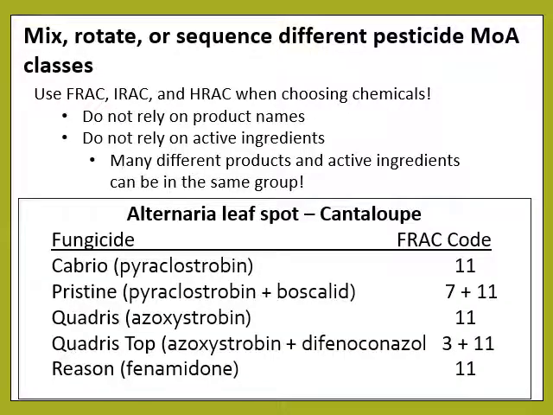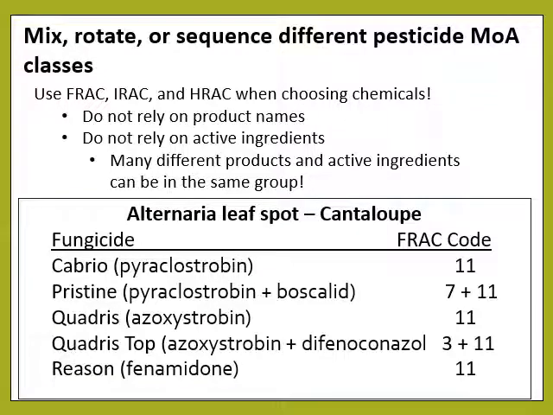And here's an illustration. These are fungicides for control of alternaria leaf spot in cantaloupe. So you have 5 different products, and okay, these seem like different things, but they all contain FRAC group 11 fungicide. So in this case, for example, going between Cabrillo and Quadris is really not an effective rotation for resistance management, because pyraclostrobin and azoxystrobin are both in group 11.